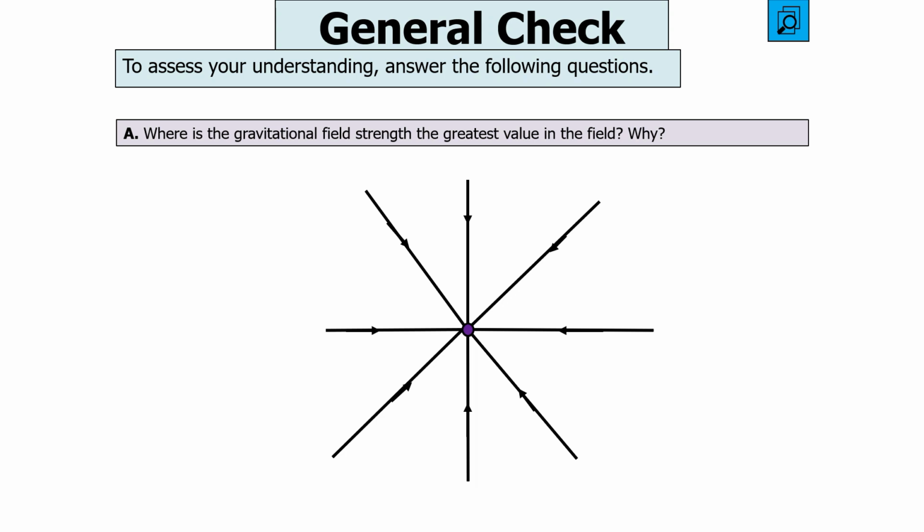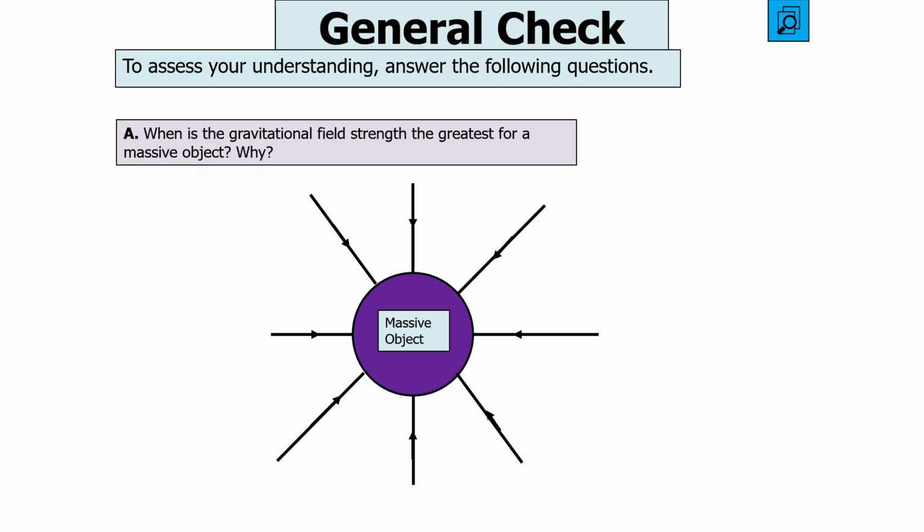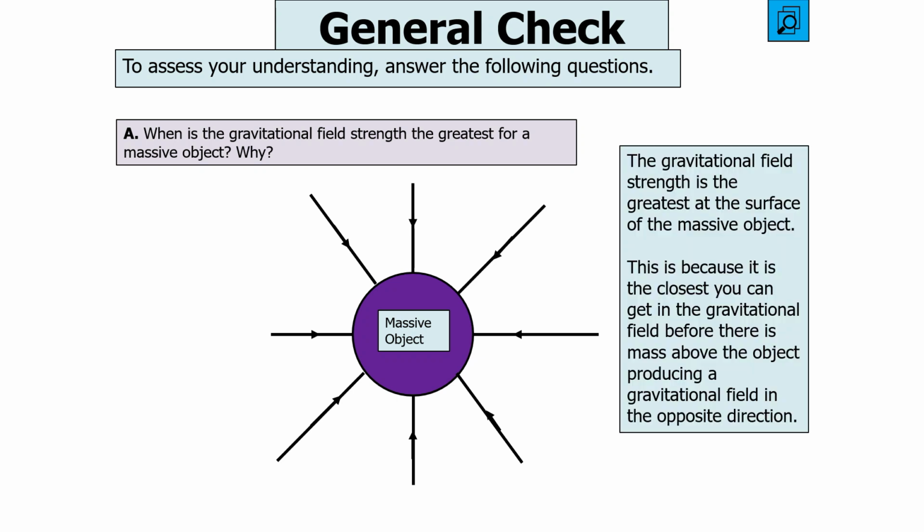Where is the gravitational field strength the greatest value in the field, and why? The gravitational field strength is the greatest at the point mass. This is because the field density is the greatest here, and all the mass produced in the field is here. When is the gravitational field strength the greatest for a massive object, and why? The gravitational field strength is the greatest at the surface of the massive object. This is because it is the closest you can get in a gravitational field before there is a mass above the object producing a gravitational field in the opposite direction.